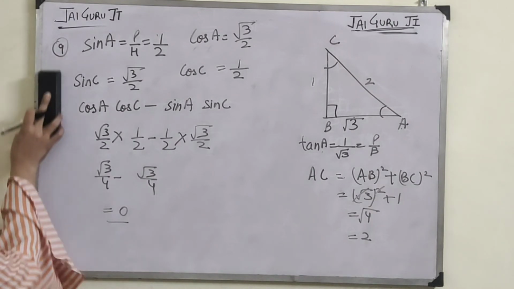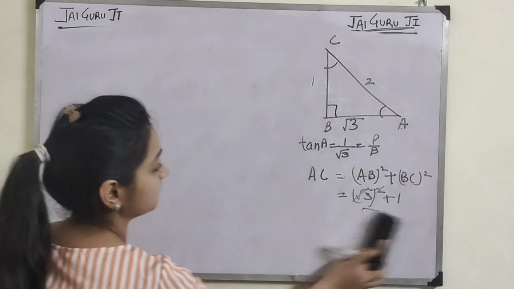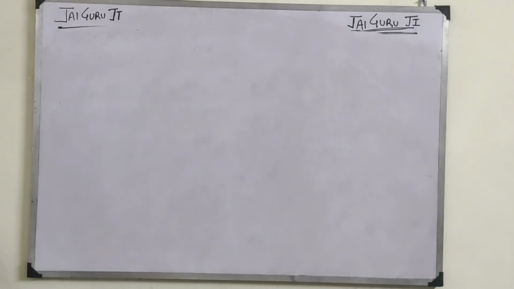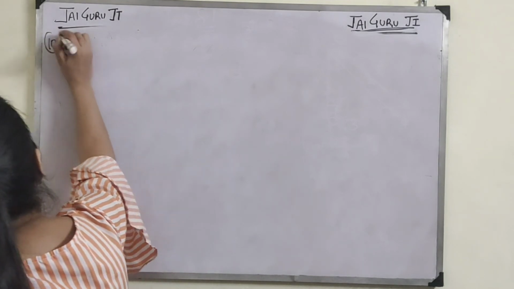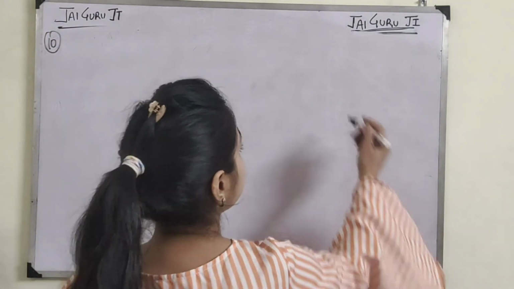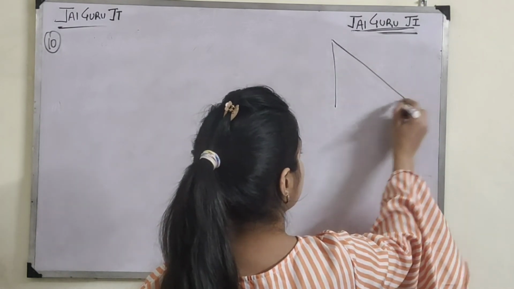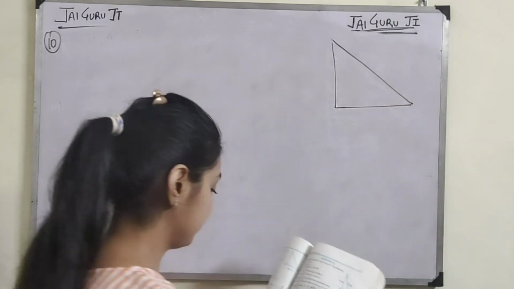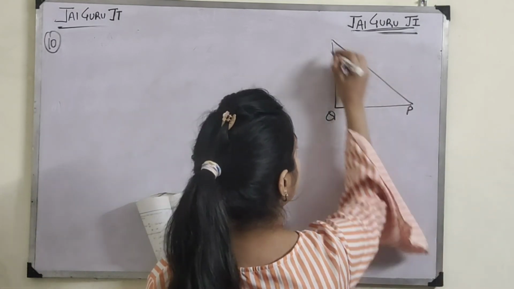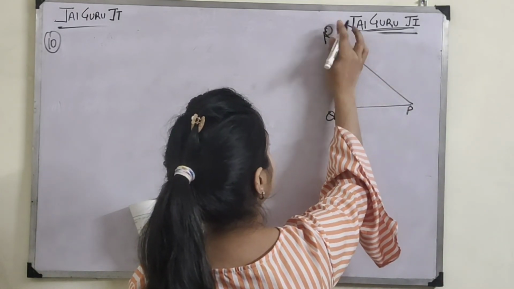Note down please. Question number 10, the last question. You have to make a figure. That's very important in this exercise. PQR, right angle at Q. This is R.